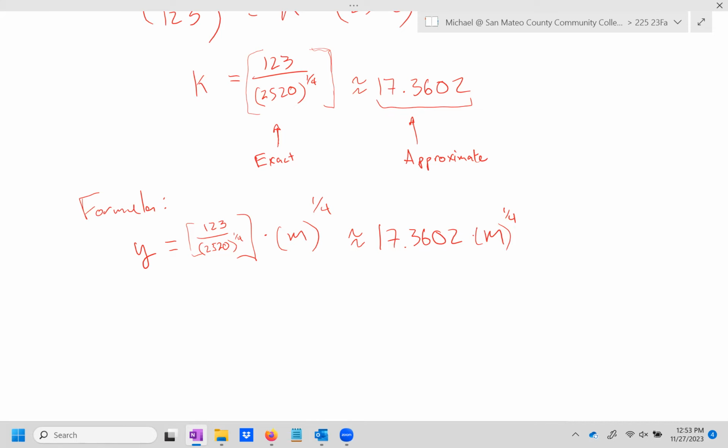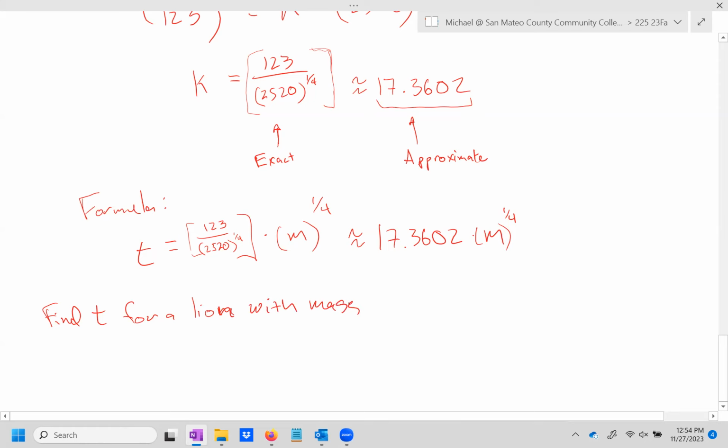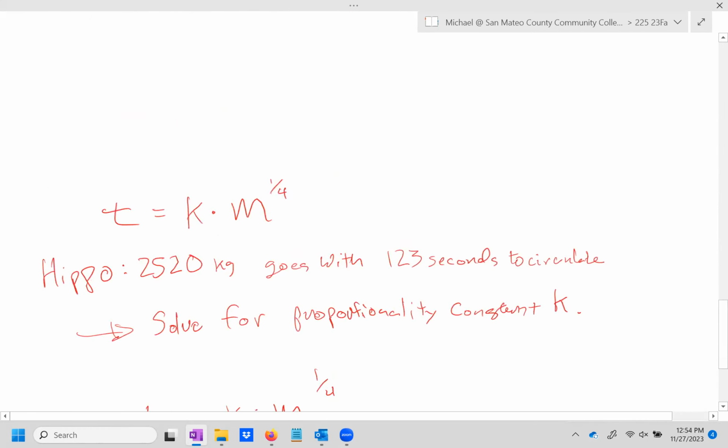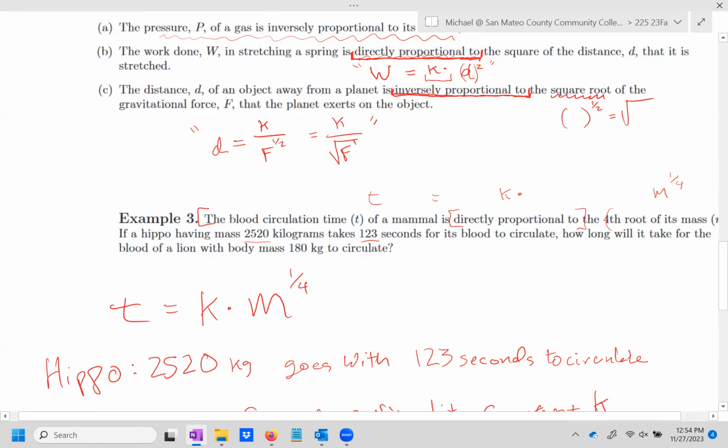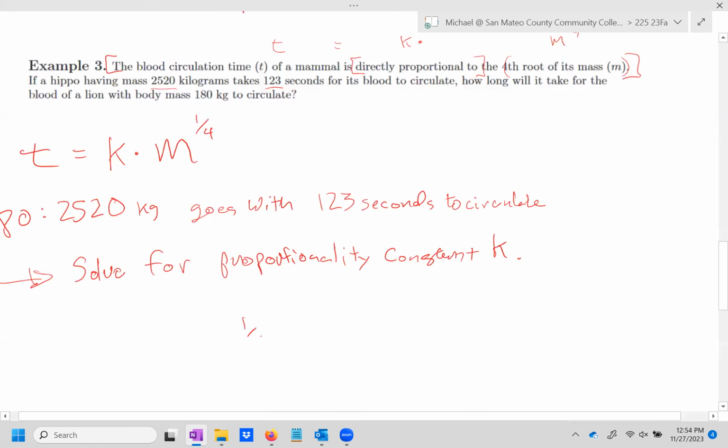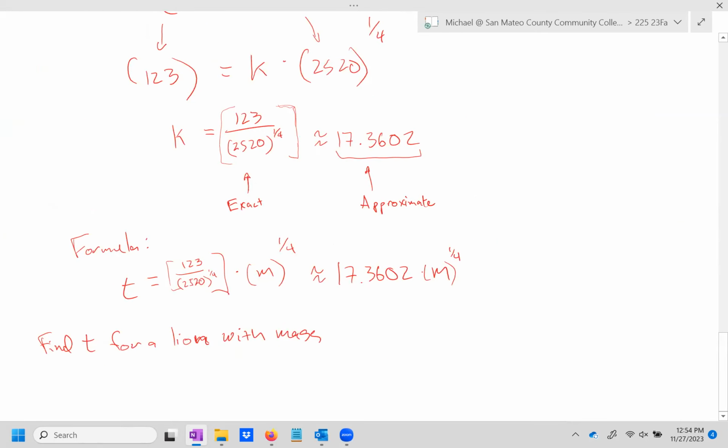Okay, so now answer the question. Oh, and I used y. I should have used t, right? My y is not y, it was t. And then I'm going to say find t for a lion with mass 180 kilograms.